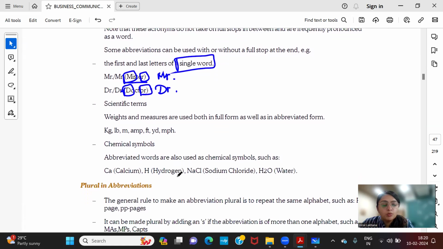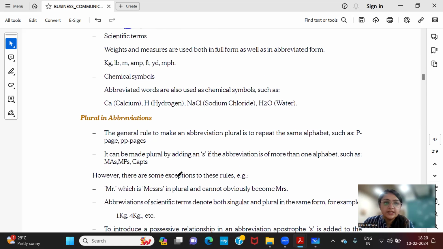Now, a few more examples that we can see here are scientific terms. So instead of kilograms, we can say kgs, or if we are saying amperes, we can say AMP. Next up is chemical symbols.